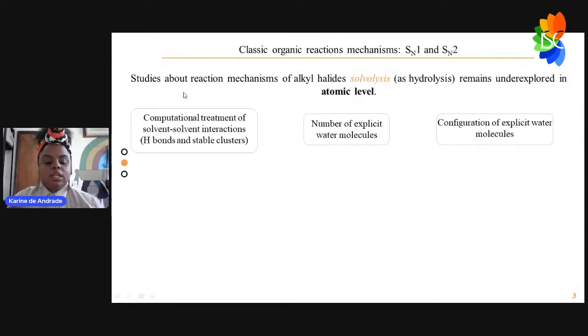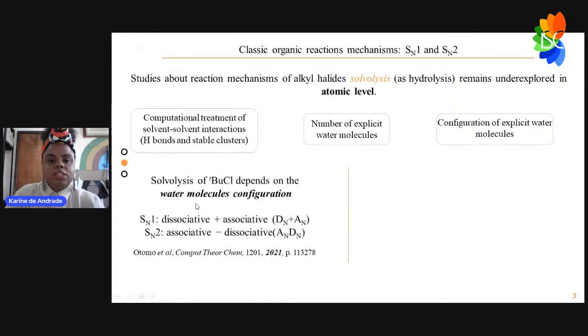Despite that, studies about the reaction mechanism of alkyl halide solvolysis, such as hydrolysis, in which the solvent is water, are underexplored at the atomic level. This reaction is hugely influenced by the computational treatment of solvent-solvent interactions such as hydrogen bonds and formation of stable clusters, and also by the number and configuration of explicit water molecules. In fact, even for tert-butyl chloride, which is known to react by an SN1 mechanism, an SN2-like mechanism was identified depending on the water molecule configuration.